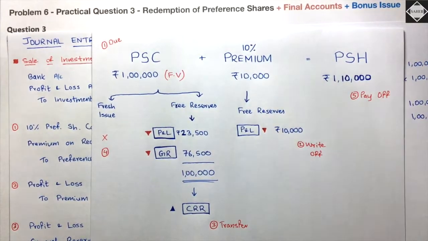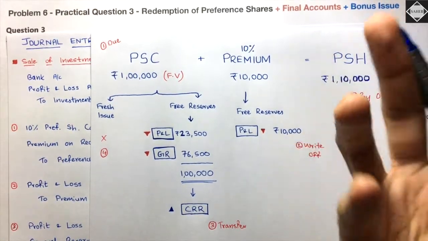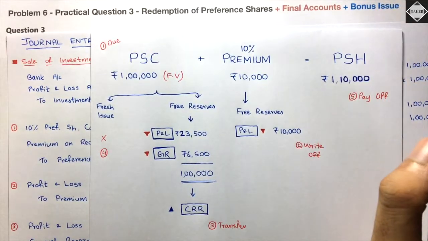Because as a company we are accepting, we have to pay 1,10,000 to preference shareholders. So a personal liability is being created. Liability is increasing to preference shareholders. Is that clear? That's the logic of this entry.